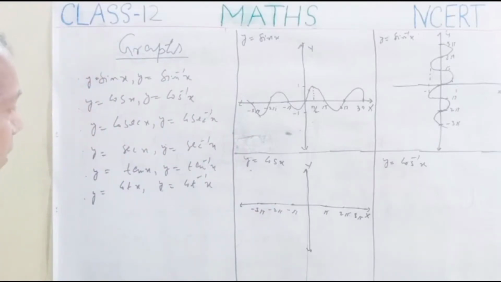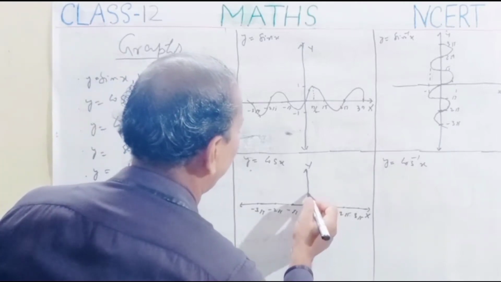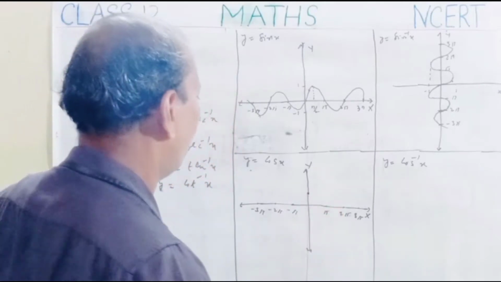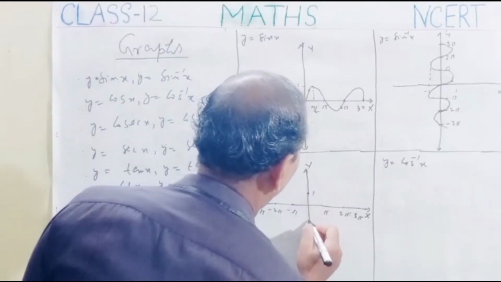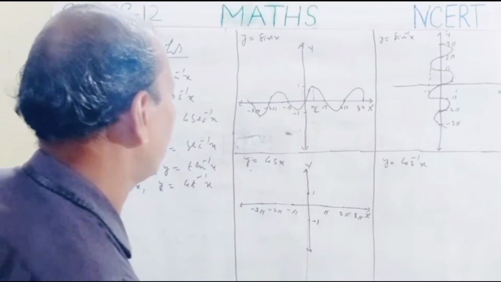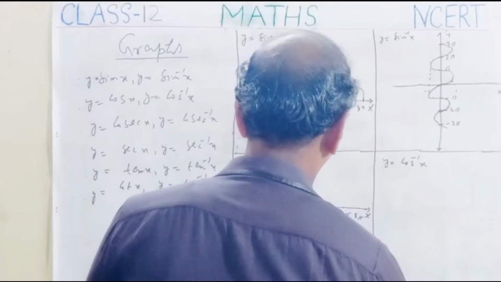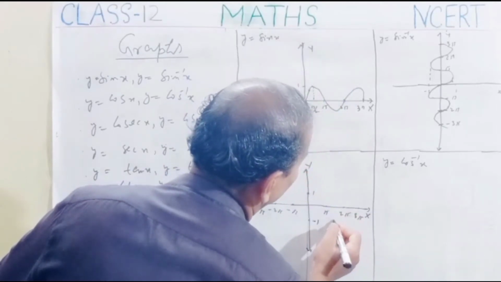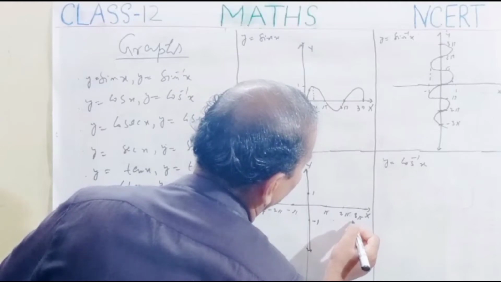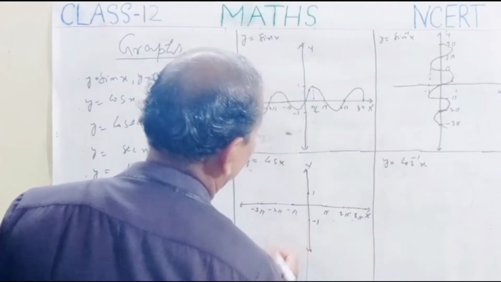Mind it, at pi by 2 the value will be what? The value is going to be how much? The value will be 1. And similarly, at this point the value will be minus 1. That means at the middle points some values will be there. Here also some value will be there.